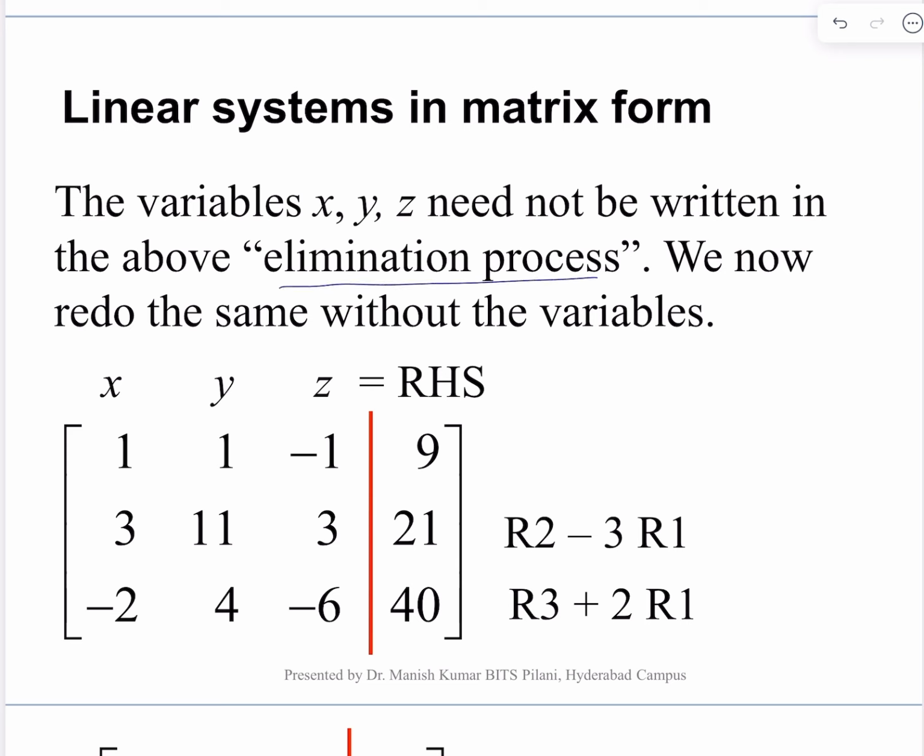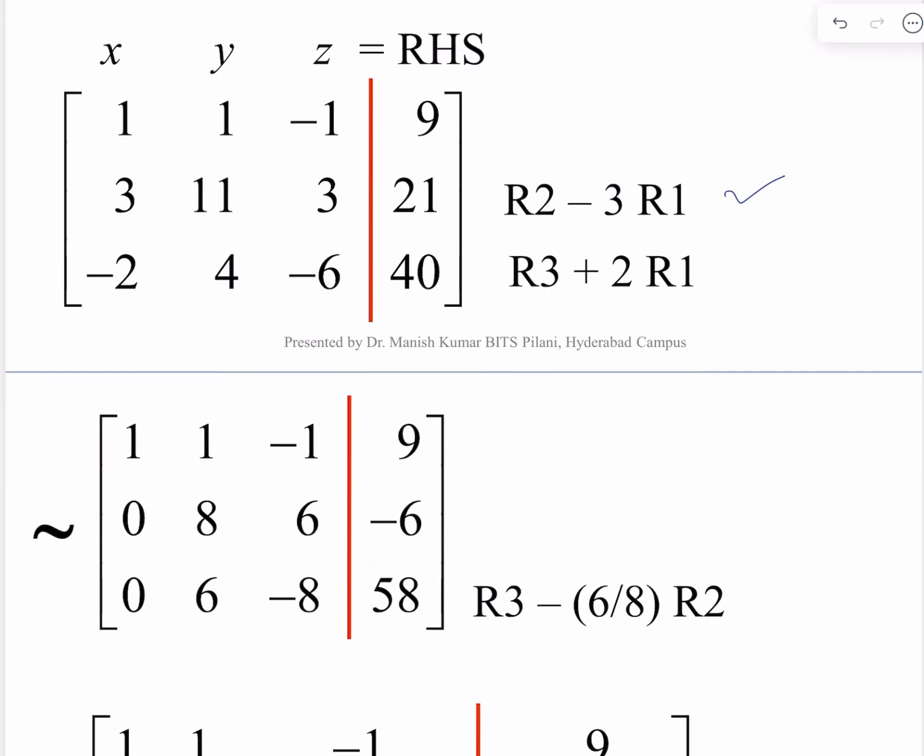Okay, so now we write in matrix form: 1, 1, minus 1, the coefficients of the first equation, the coefficients of the second equation, the coefficients of the third equation as the third row of the matrix, and the right hand side constants b: 9, 21, 40. Then the same operation we have applied, R2 minus 3 times R1 and R3 minus 2 times R1. So we will be getting these two coefficients as 0. Okay, we are assuming a non-zero element and then making 0 the entries below it in the column.